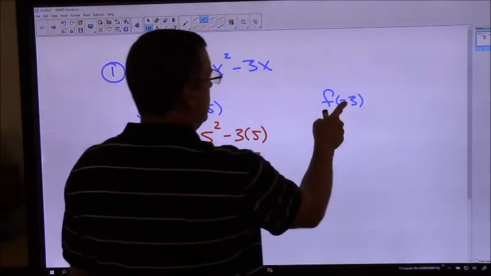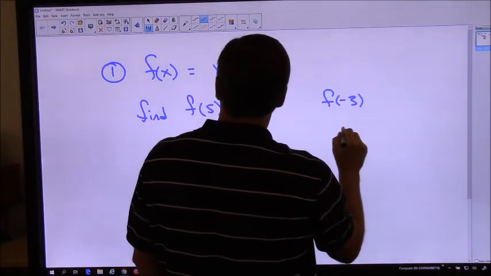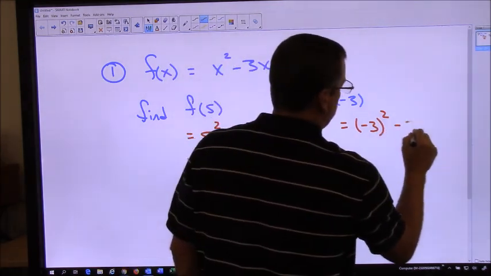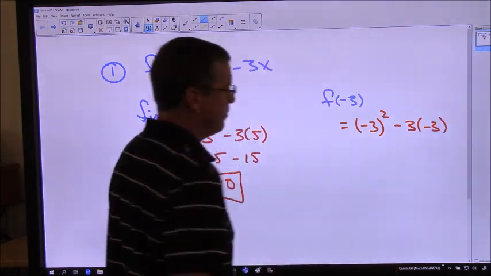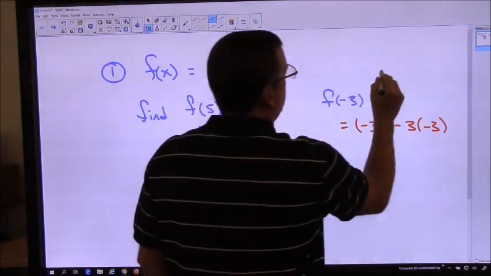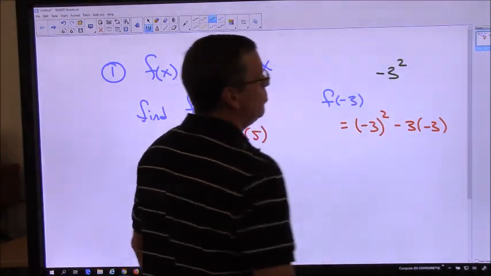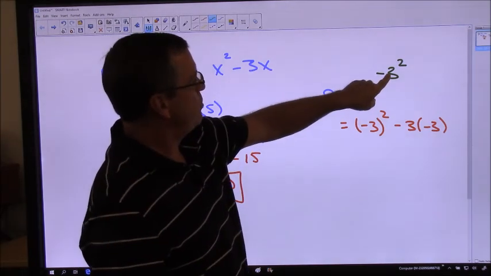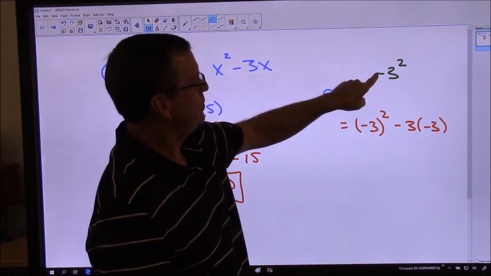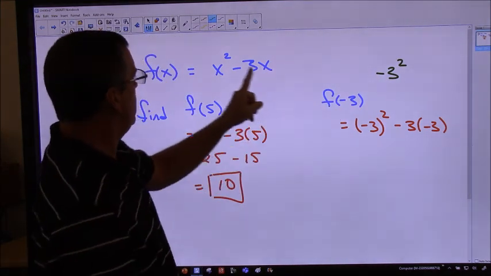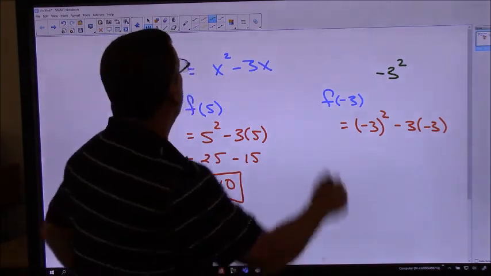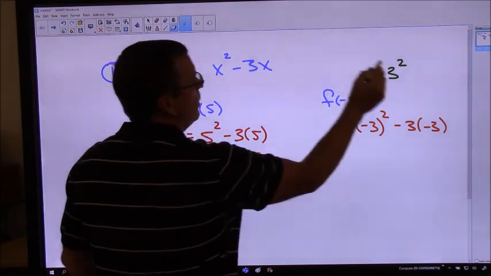Alright, so this one, if I'm going to plug a negative 3 into this, then what I'm going to get is negative 3 squared minus 3 times negative 3. I want to be real careful how I write this, because if I would have just said negative 3 squared, what that means is I'm doing 3 times 3, that's 9, and then the negative of that answer. Okay? And that's not what we want to do. We want to plug a negative 3 in here and make sure we do a negative 3 times a negative 3. Okay? So, let me just go back and erase this.